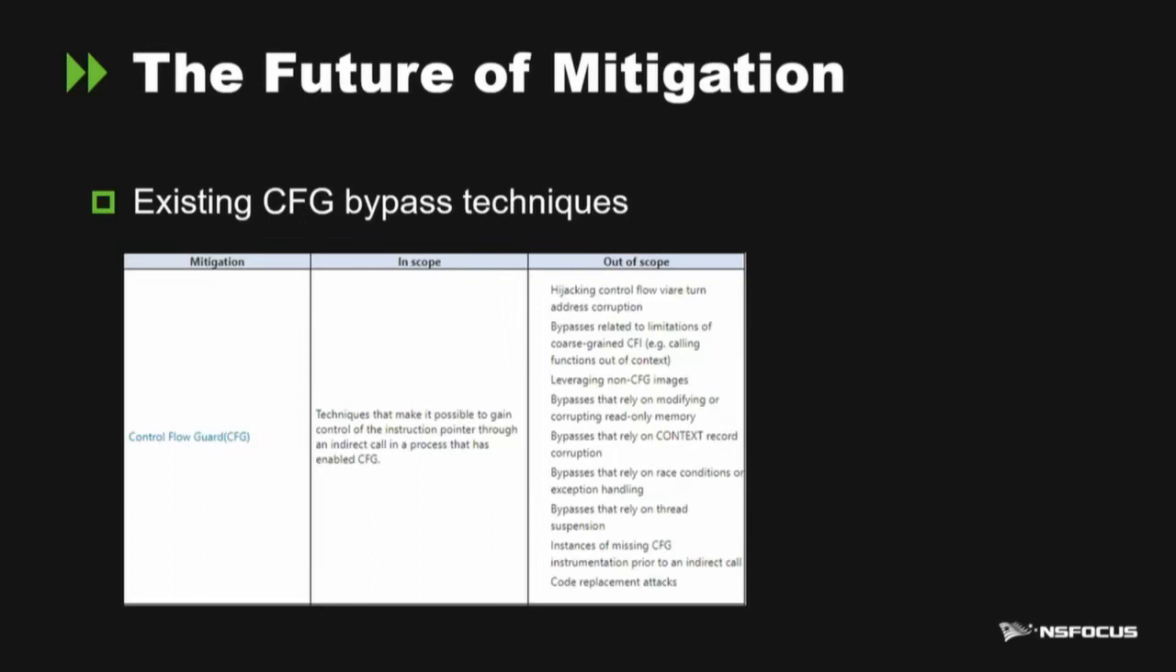And another way of mitigation bypass is to use existing CFG bypass techniques. You can see this in the mitigation bypass bounty page. There are so many out-of-scope techniques. It's a long list. Many of these techniques can still be used in the future, even with fine-grained CFG.